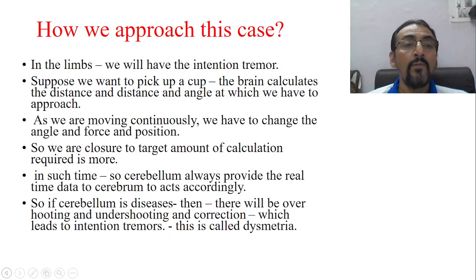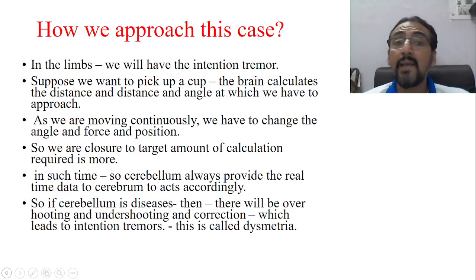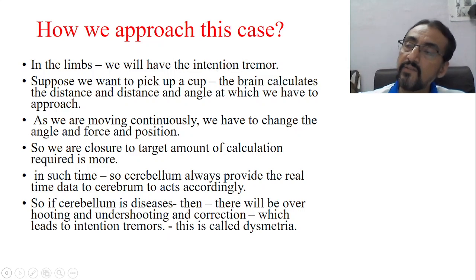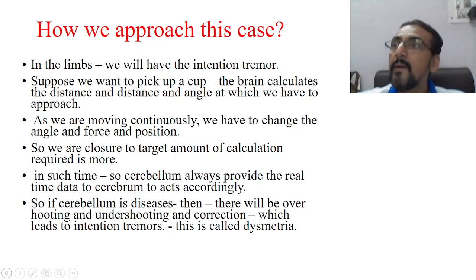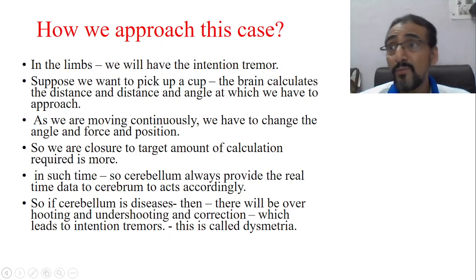So when we are closer to the target, the amount of calculation required is again more, because of fine movement. Suppose tea is kept here, coffee is kept here. When I start my movement, it goes a little fast, but when I approach near the cup, I have to go slowly and very finely, because I have to pick up the cup. So now there is more requirement of calculation.